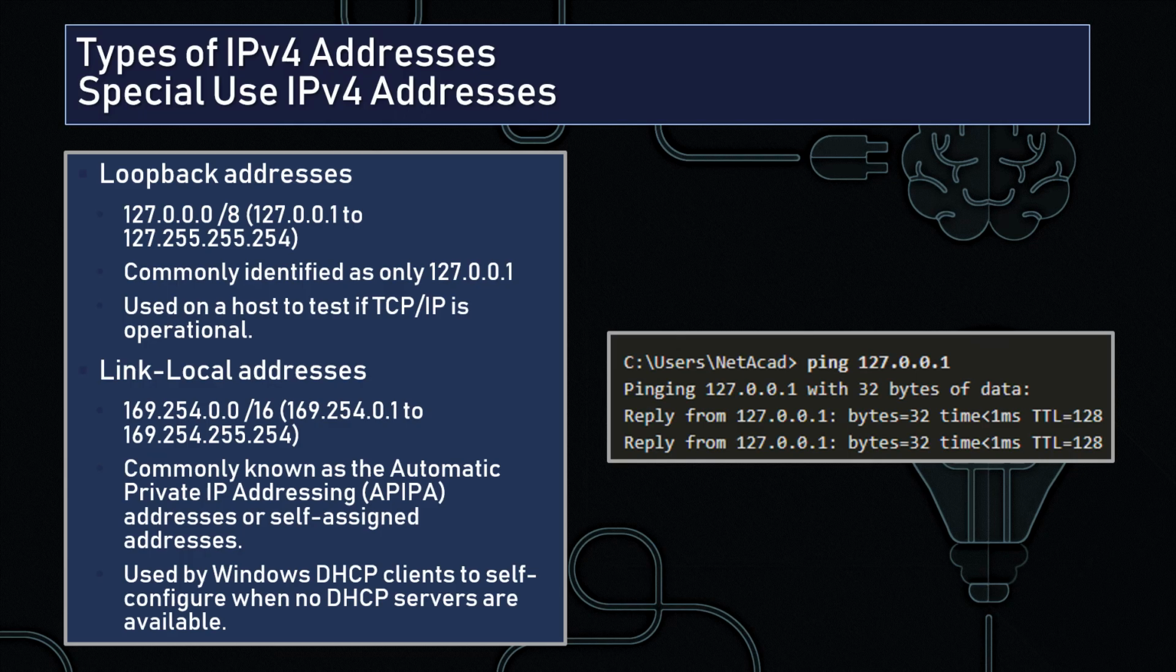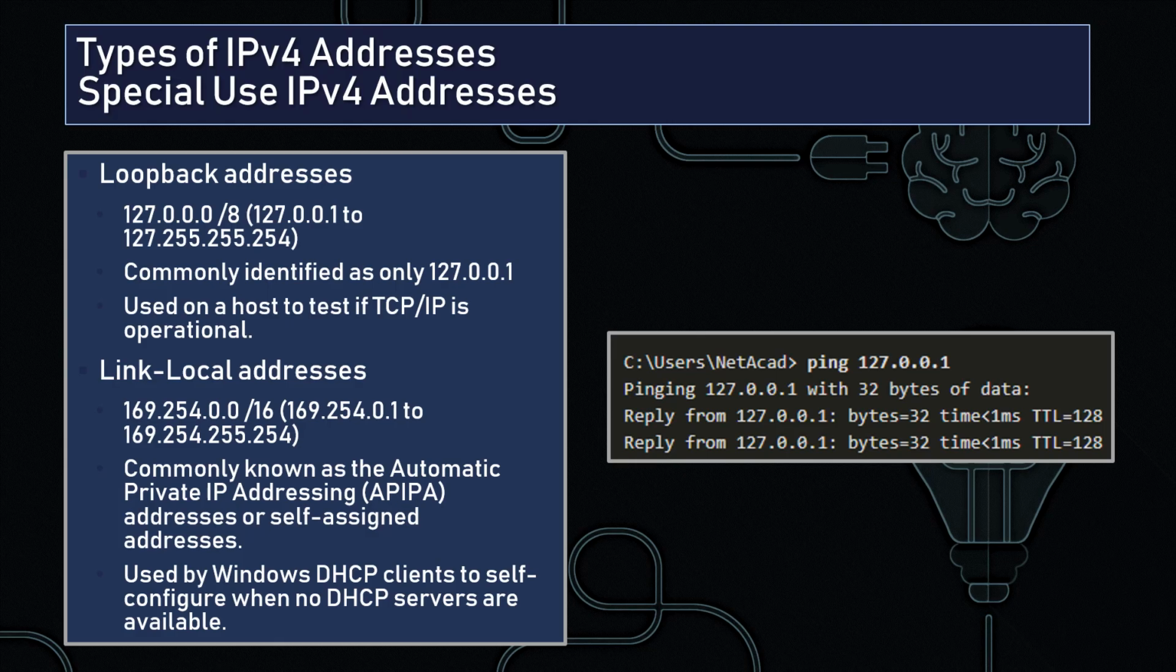There's also a series of ranges for loopback addresses. Pretty much anything that starts with a 127 is considered a loopback, commonly identified as only 127.0.0.1. This is used to test if the TCP/IP stack is operational. The time should always be less than 1 millisecond, and the TTL should always be 128 unless you've set it to a different value manually, because it has not transitioned to any other devices, and it's testing itself, so there's no time of transit, so it should always be less than 1 millisecond.